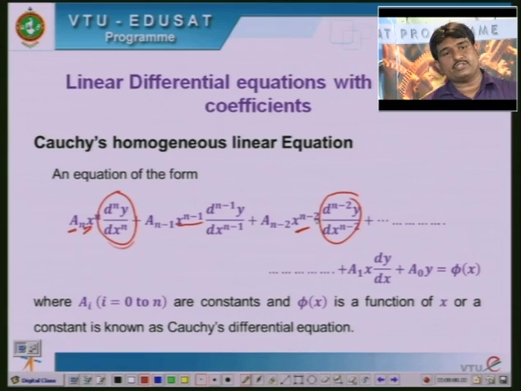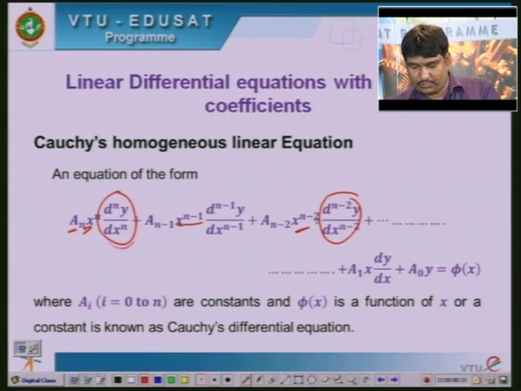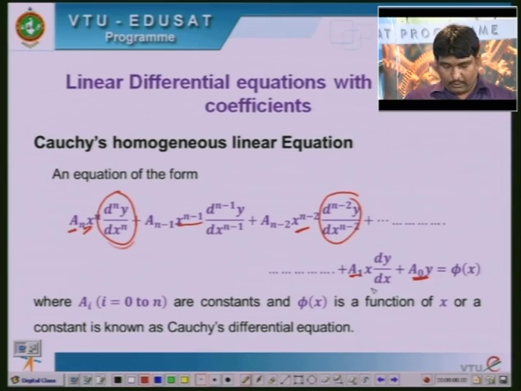Such differential equations are known as Cauchy's linear differential equations. Of course, here the coefficient of y is a constant, a naught. All these a naught, a1, a2, up to a_n are constants, and phi of x can be any function. It can be a function of x or a constant.